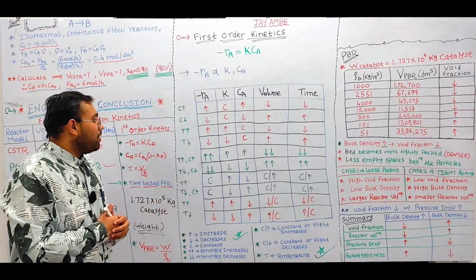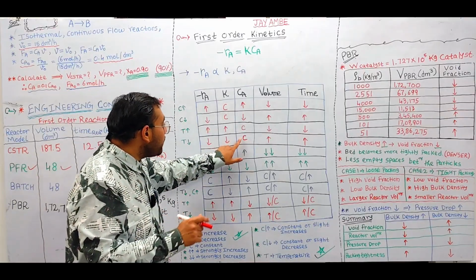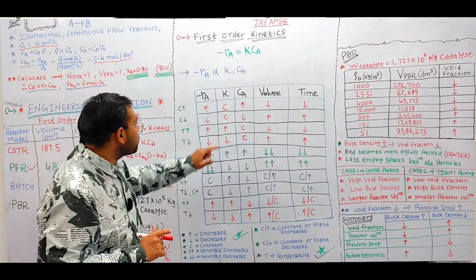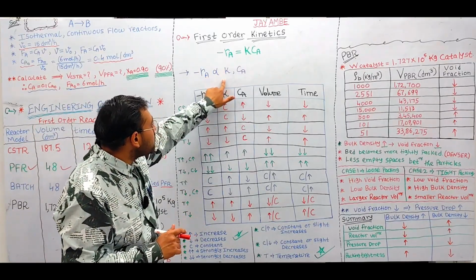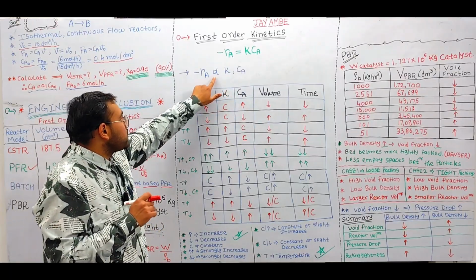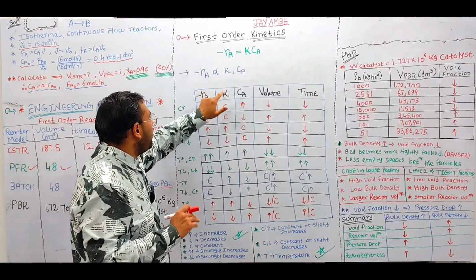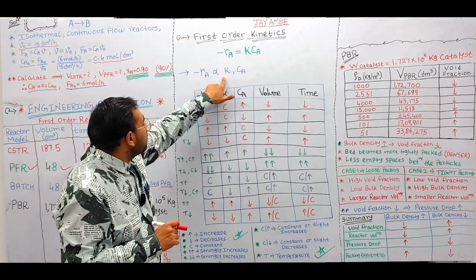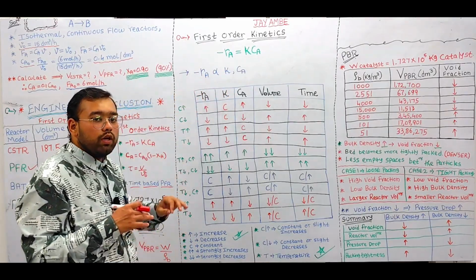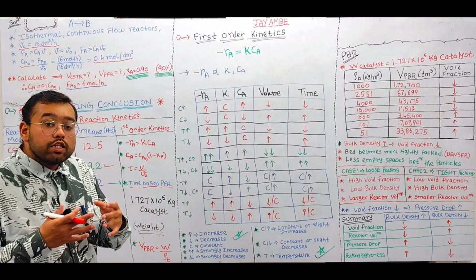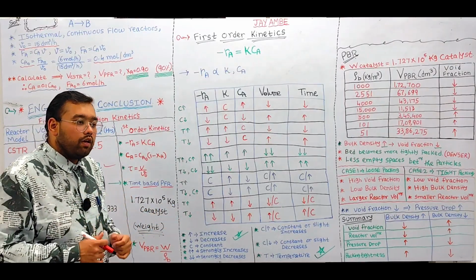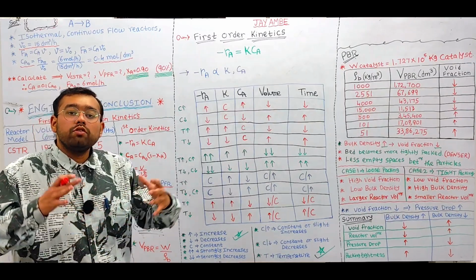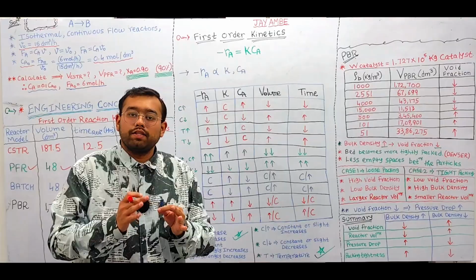We'll understand that. By keeping the concentration constant, now what if I decrease the reaction rate constant value? We have the direct proportionality for first order reaction kinetics, which means if I decrease the reaction rate constant value, the reaction rate also decreases, which means the speed of the reaction decreases. Which means we will require a much larger reactor volume in order to achieve the desired conversion.